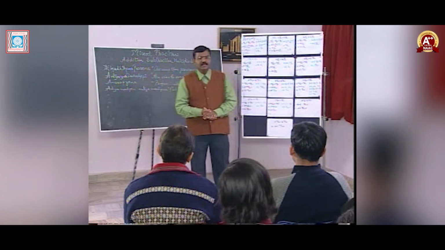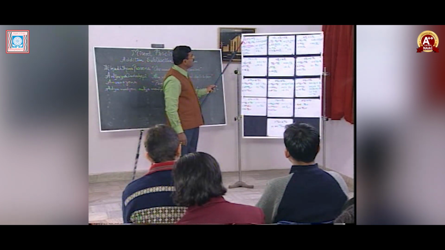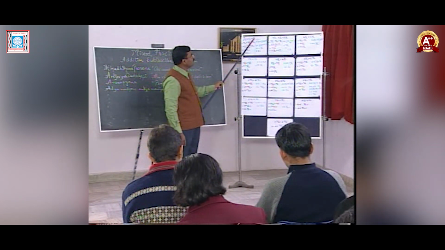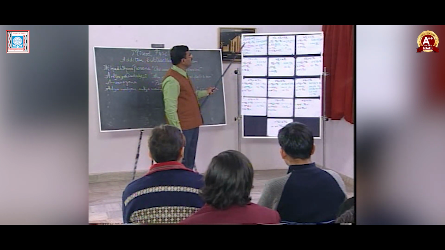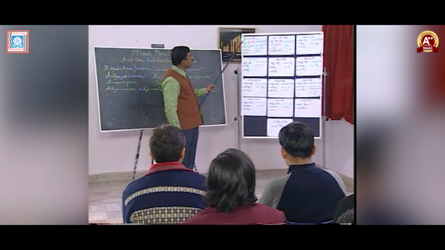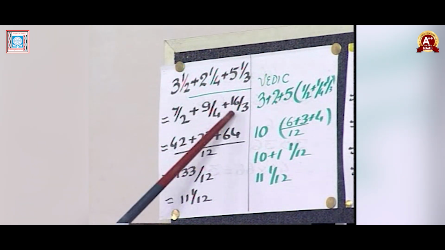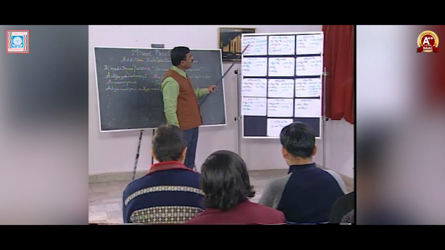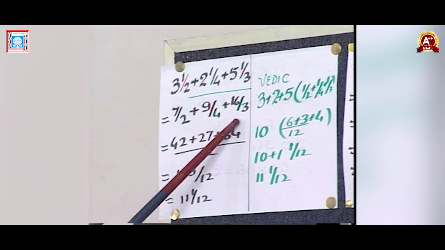Let us study addition first. Here is a problem: 3 integer 1 by 2 plus 2 integer 1 by 4 plus 5 integer 1 by 3. In the conventional method, we convert the integer parts: 3 twos are 6 plus 1, 7 by 2; 2 fours are 8 plus 1, 9 by 4; 5 threes are 15 plus 1, 16 by 3.